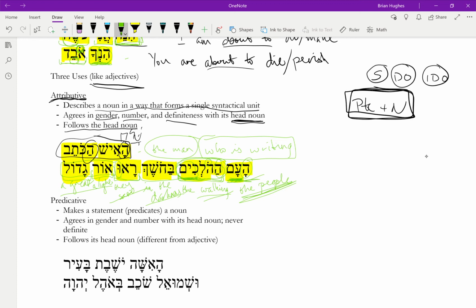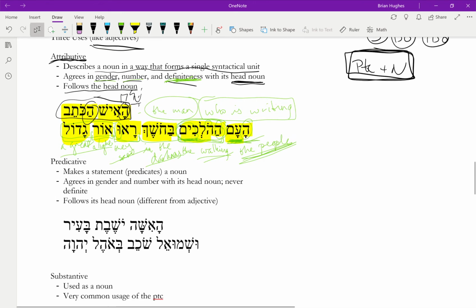But attributive uses, they're going to agree in gender, number, and definiteness. And that's, remember, the true gender, the true number, and the true definiteness. So, if you've got David, or a proper noun, Saul, the Lord, something like that, that counts as definite. So that's the attributive use.